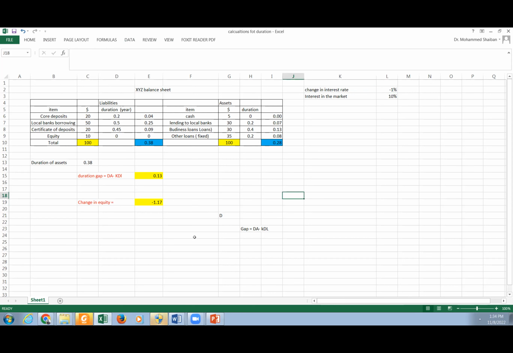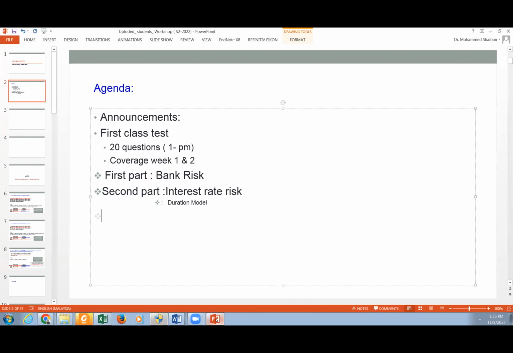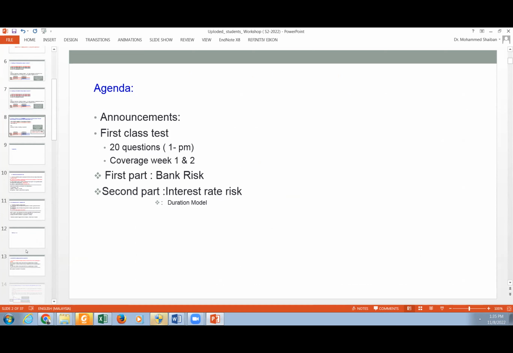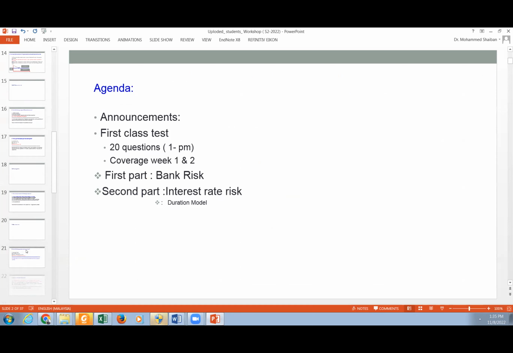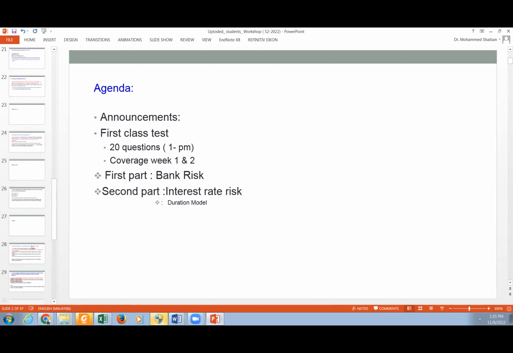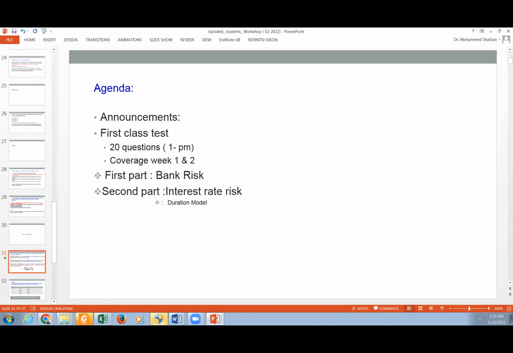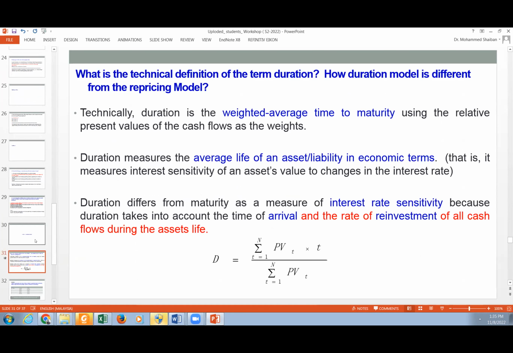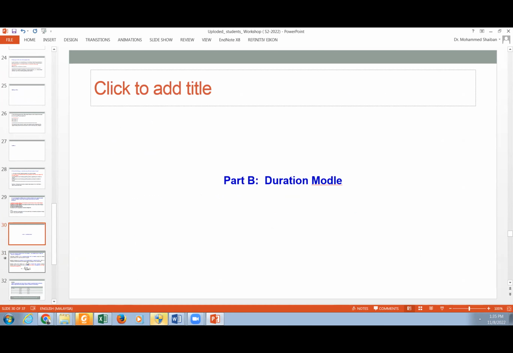So as you can see, this is how we work with it. You will have to look at this later on. It's not part of the problem, but let me go now directly to the questions. Go to part B, the duration model.